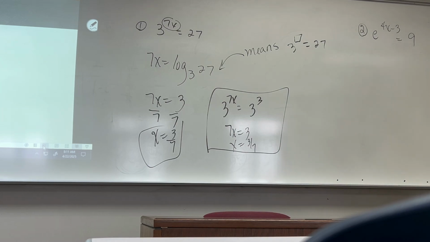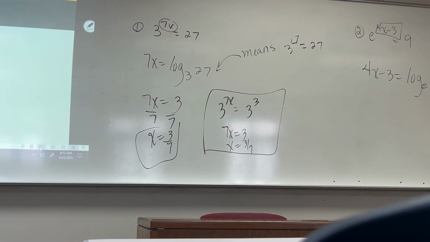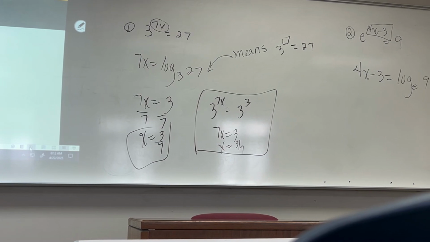Step 1, isolate the exponential term. It's already isolated, isn't it? Step 2, change it to log form. If I write that in log form, it's going to be exponent 4x minus 3 equals log, what's your base here? e of 9. Okay? Formula from test 3.